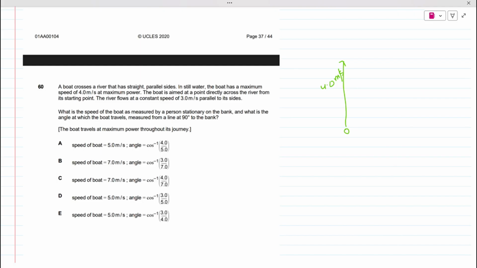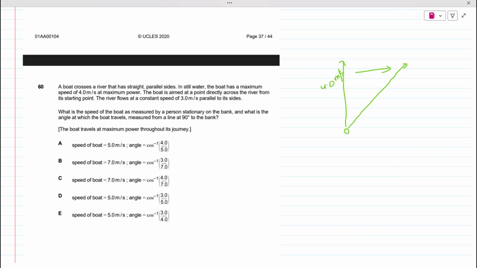The boat is aimed at a point directly across the river from its starting point. So of course opposite to the river. The river flows at a constant speed. Now the water in the river is flowing, which means a river current is produced, and due to that river current, the boat will get hit by the water current. So instead of going straight, now this boat will go in this direction, since it is aiming forward, so it would move forward.